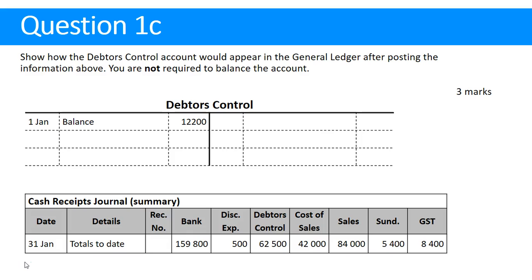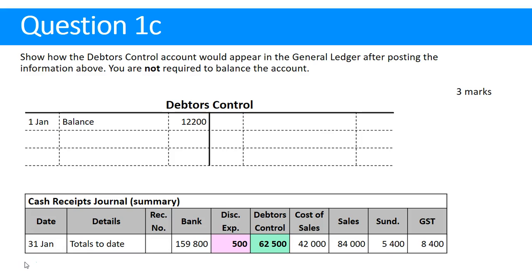In the cash receipts journal, we can see that there is a debtors control figure of $62,500. But there is also a discount expense of $500. So what we want to realize first of all is, is this a debit or a credit? Is this going to make debtors go up or down? Well, this is effectively debtors paying us back and getting discounts. So this will make debtors go down, so we're going to need a credit entry. The next thing we want to figure out is, what amount will it be? Is it $62,500, or do we need to plus or minus the $500 discount expense?